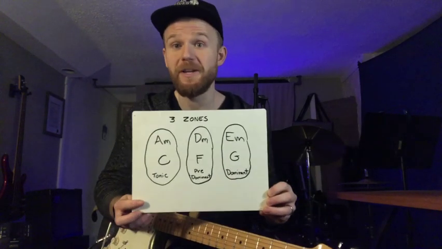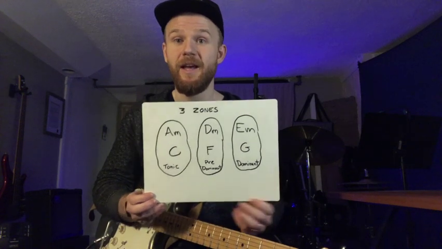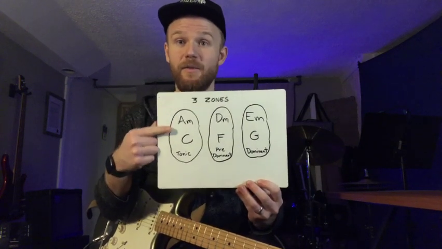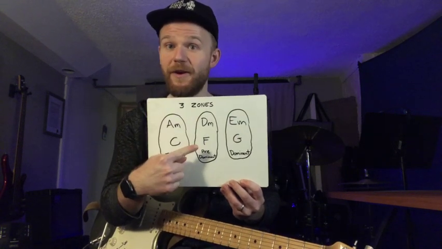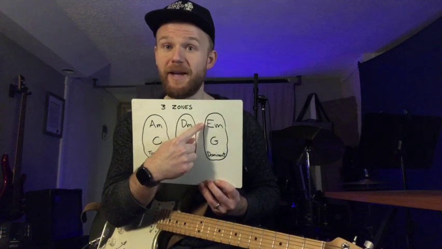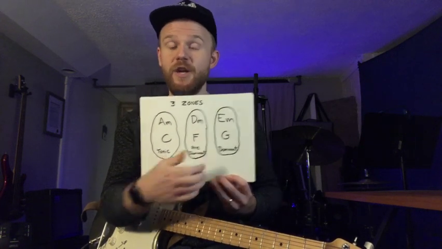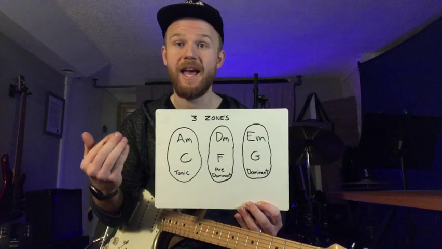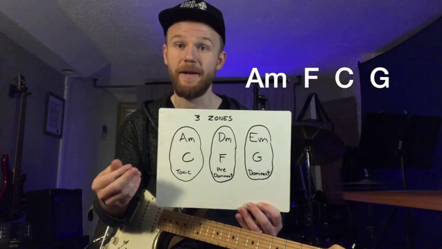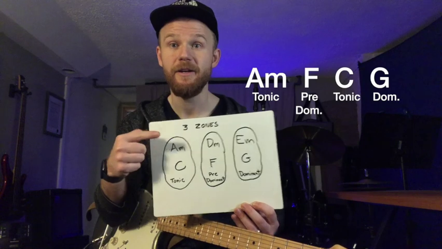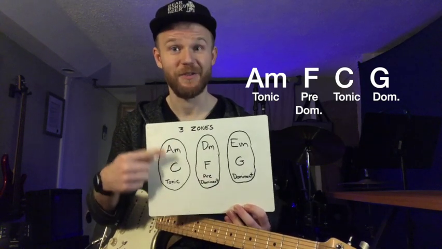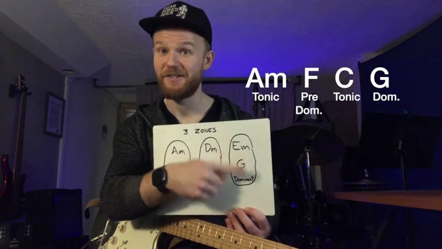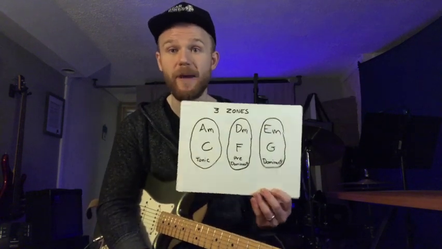The beauty of this, I've got 3 different zones or 3 different pentatonic scales that I'm using. The A minor scale is going to work for C. The D minor pentatonic is also going to work for F major, and my E minor pentatonic is also going to work for G. So if I have a chord progression that goes A, F, C, G, I could basically go A minor, D minor, because it also works for F, A minor, because it also works for C, and E minor, because it also works for G. So it makes it so I don't have to jump around too much.